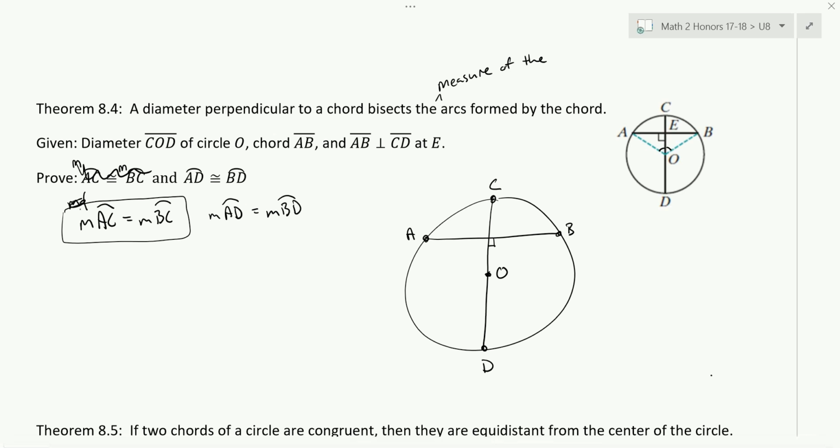Okay. How do we show that two measures are the same? I just gave you a definition of what a measure of an arc is, right? So if you look back at that definition, yeah, you got to look at the central angle. So the measure of, let's say the measure of AC is equal to the measure of what? What angle?